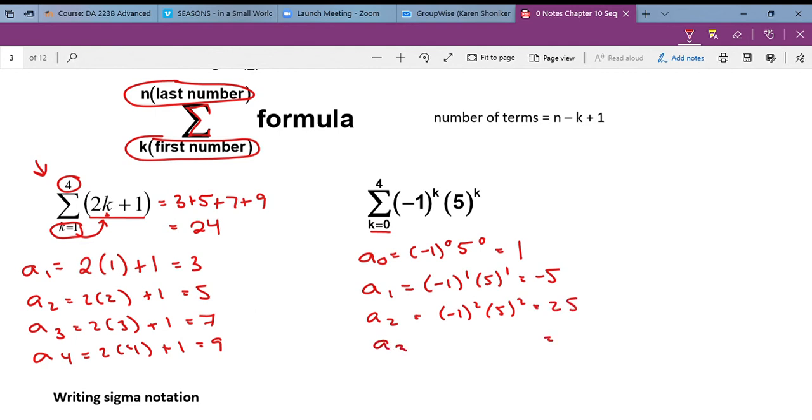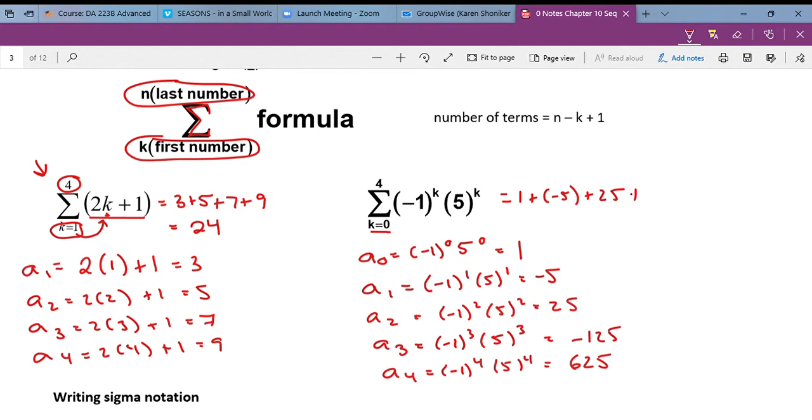Then you're doing where k is 3, which is -125. And lastly, when k is 4, this is going to make it positive, and 5 to the 4 is 625. So we are going to find the sum of the first 5 terms in this series, which is going to be 1 plus -5 plus 25 plus -125 plus 625, which equals 521.